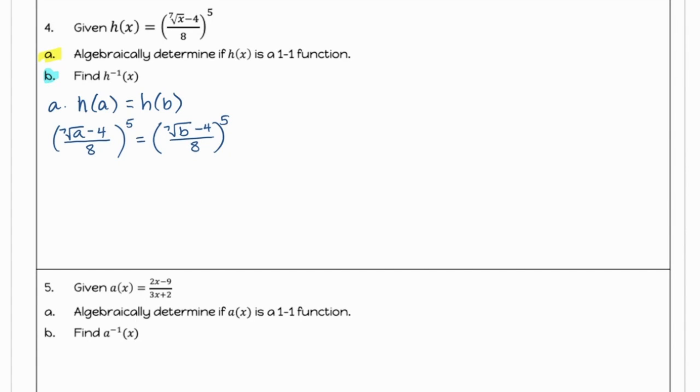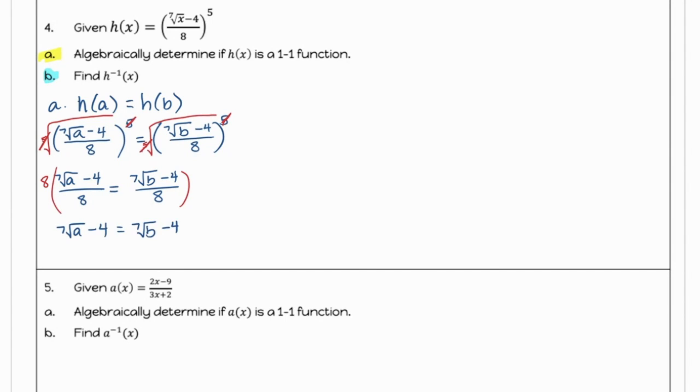All right, so now I am trying to get to the a equals b piece. First thing I want to get rid of is the exponent of 5. So how am I going to get rid of that? I am going to fifth root both sides. I got rid of that exponent. Next thing I'm going to do is get rid of the denominator of 8. So how would I do that? I will multiply by 8 on both sides.